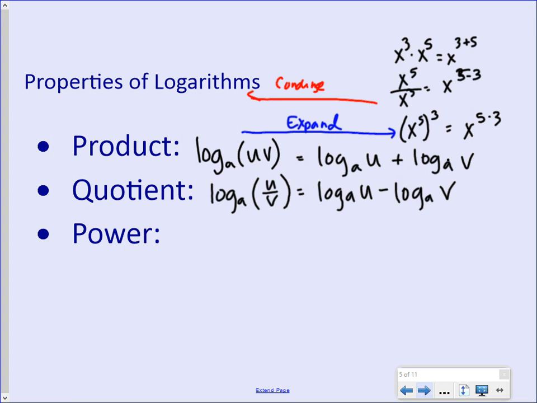The power property says the log base A of U raised to the n is equal to, and remember when you take an exponent raised to a power, you end up multiplying the exponents. So we would do n times log base A of U. And those are your 3 properties of logarithms.